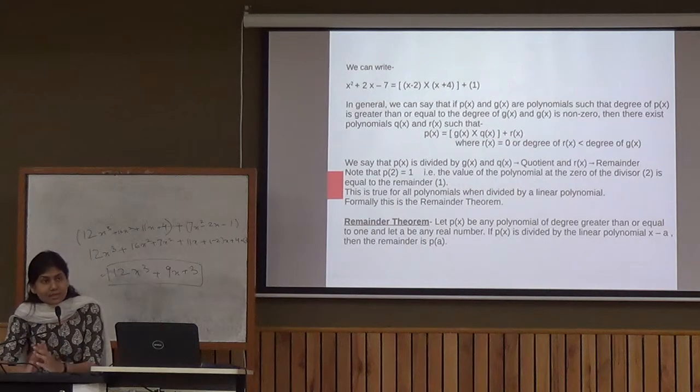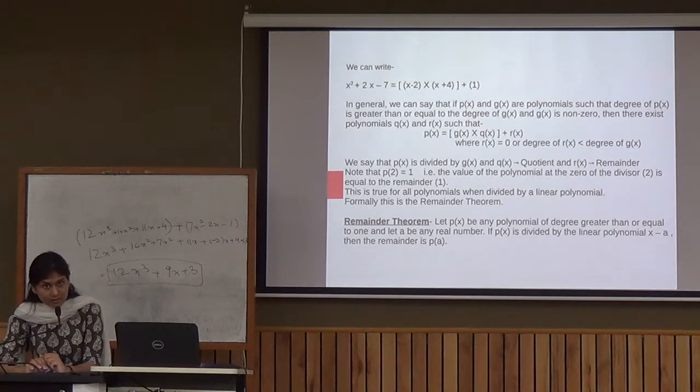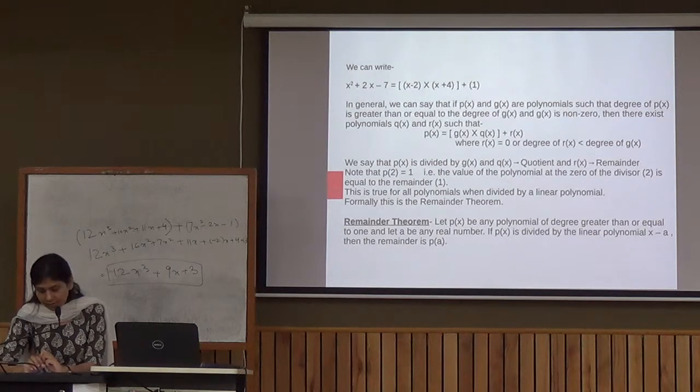So in general we can say that if p(x) and g(x) are polynomials such that the degree of p(x) is greater than or equal to the degree of g(x), and g(x) is non-zero, then there exist two polynomials q(x) and r(x) such that we can write p(x) is equal to g(x) into q(x) plus r(x). Here r(x) must be equal to 0, or degree of r(x) must be less than degree of g(x).